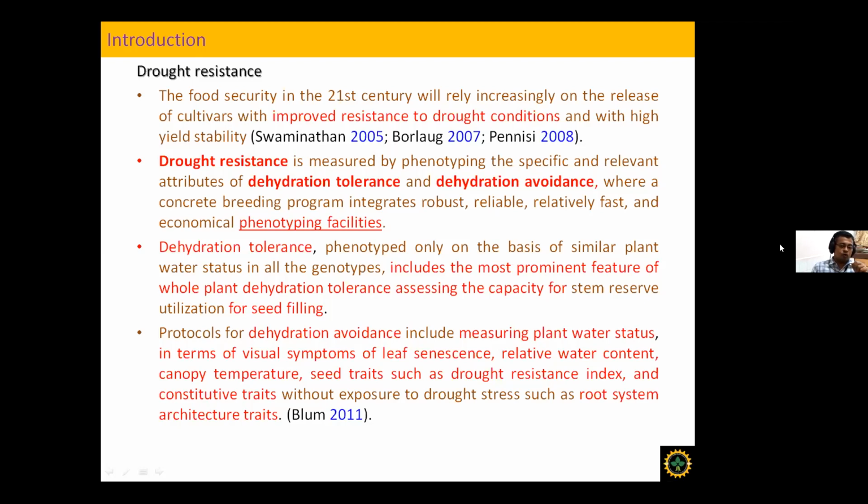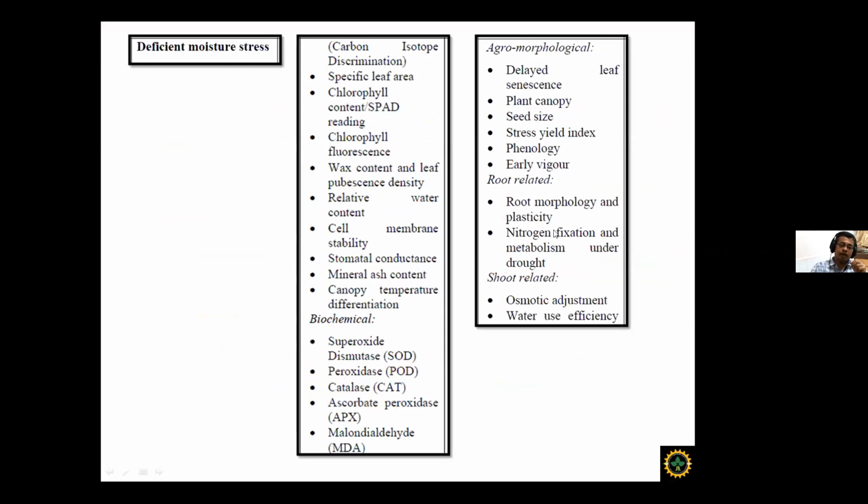drought stress. The protocol for dehydration avoidance includes measuring plant water status in terms of visual symptoms of leaf senescence, relative water content, canopy temperature, and seed traits such as drought resistance index, and constitutive traits without exposure to drought stress events, such as root system architecture. So as we can see, there is a large number of drought related traits, right from morphological to biochemical to root traits to shoot traits.